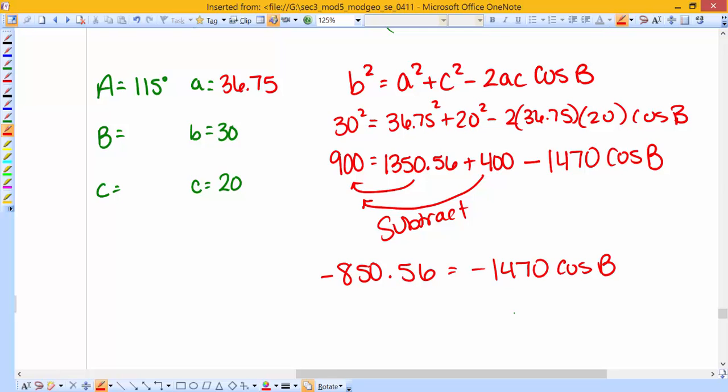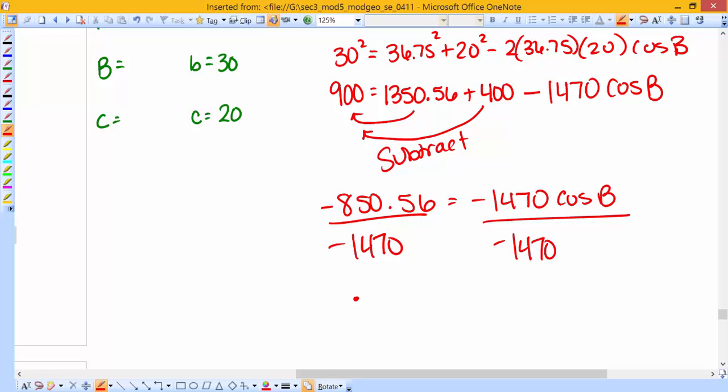A lot of students want to add 1470, but we can't. This is multiplication. You divide by 1470, negative 1470. So the 850 is already in my calculator. I divide by negative 1470 and I get 0.5786 and then some cosine of B. Now in a previous homework, or in the previous part of this homework, we had to inverse. So B is going to equal cosine inverse of this decimal.